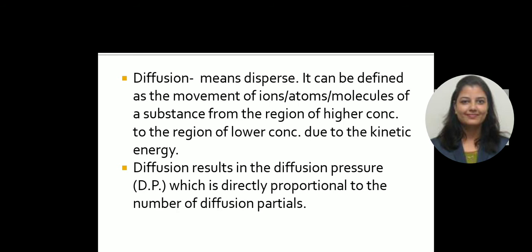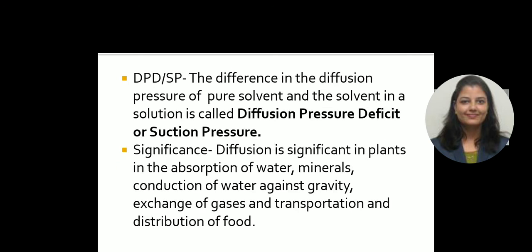Then diffusion. Diffusion means dispersion. So it can be defined as the movement of ions, atoms, molecules of a substance from the region of higher concentration to the region of lower concentration due to kinetic energy. So diffusion results in the diffusion pressure, which is denoted by DP, which is directly proportional to the number of diffusing particles. So this is about diffusion.